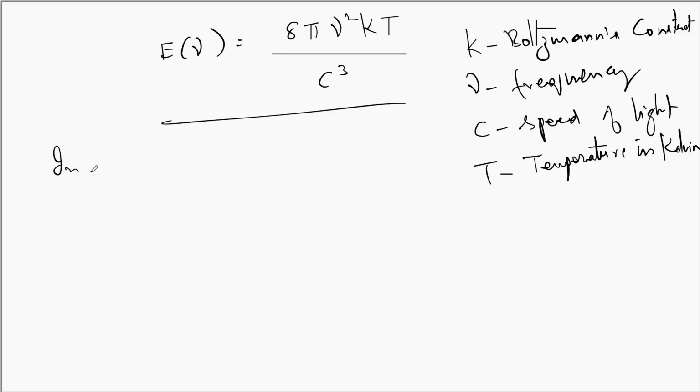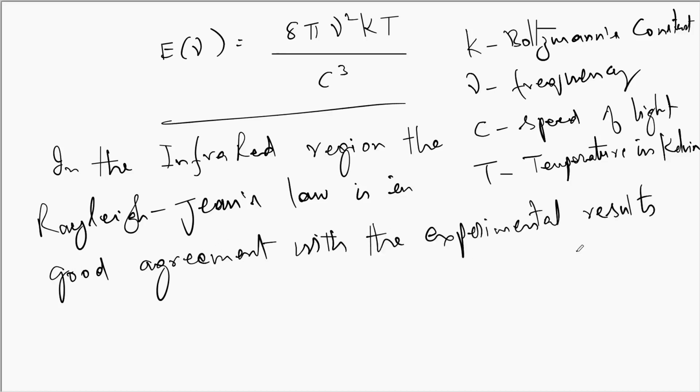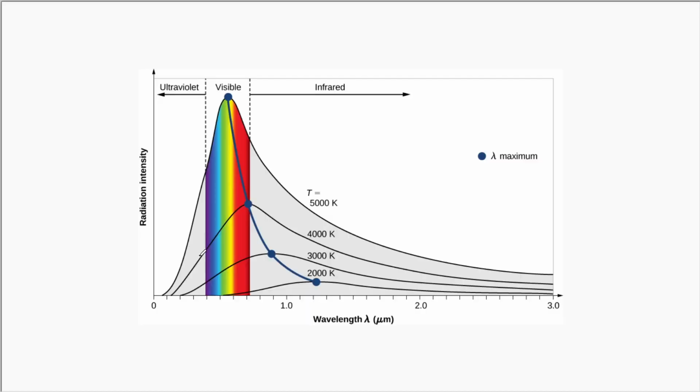In the infrared region, the Rayleigh-Jeans law is in good agreement with the experimental results. However, this law predicts infinite energy density in the UV region. But from the experimental result, we know that in the UV region, the component of radiation intensity is small for all temperatures. In fact, for some temperatures, the UV component is 0 also.